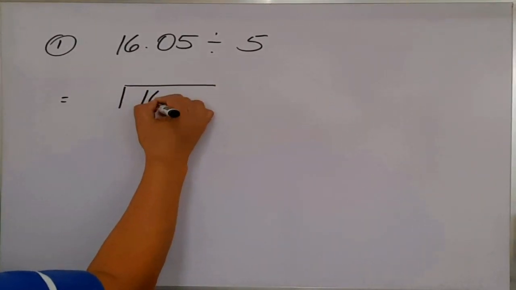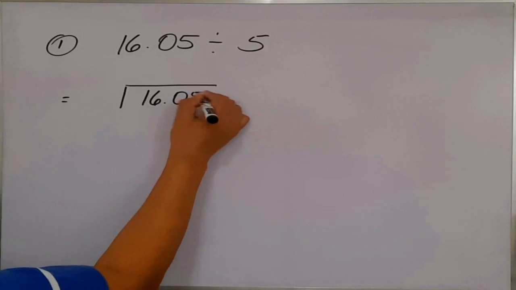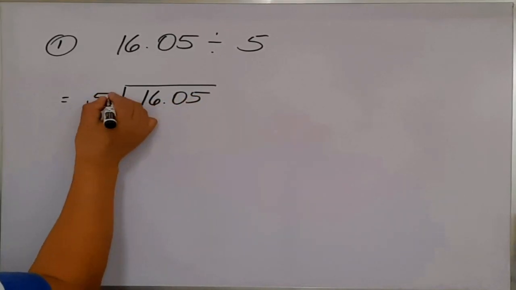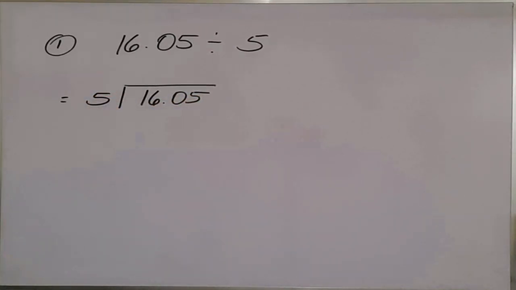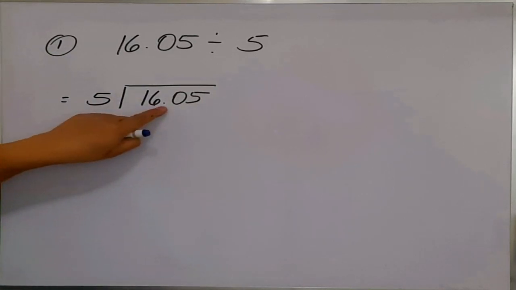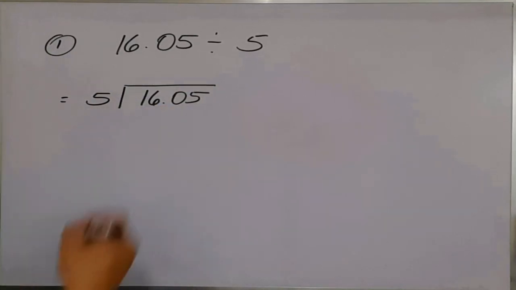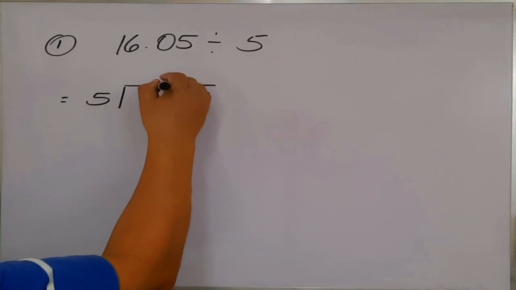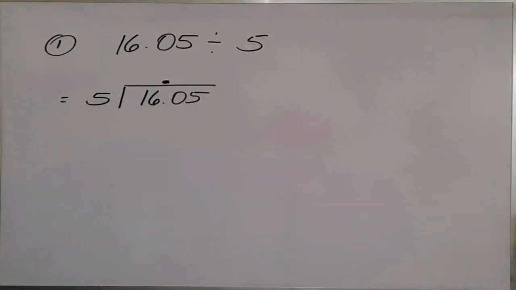So this is 16.05 divided by 5. So before we start, let's put the decimal point on the top of your division sign. And let's put it above the decimal point. So let's put it here. Okay? And then let's proceed with division.